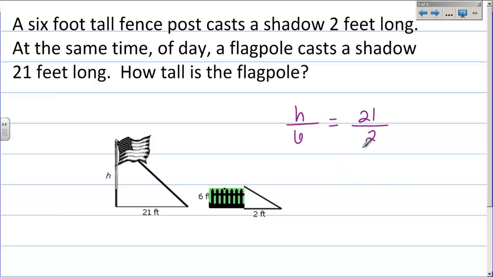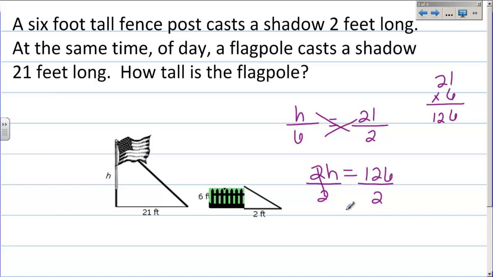So let's do our cross multiplication since we used scale factor for the last one. 2 times h gives you 2h, and then 6 times 21, since I didn't bring my calculator along with me to this party, is 126. If you divide both sides by 2, you should get the height of the flagpole. So you get h equals 126 divided by 2. 2 goes into 12 6 times, and 2 goes into 6 3 times. So h, the height of the flagpole, should be 63 feet.